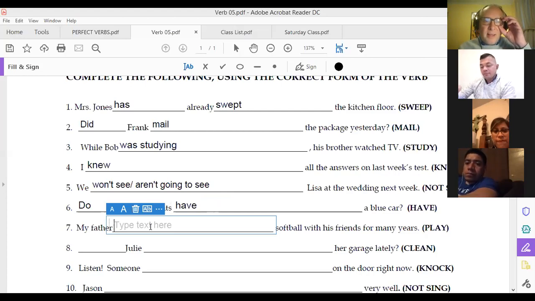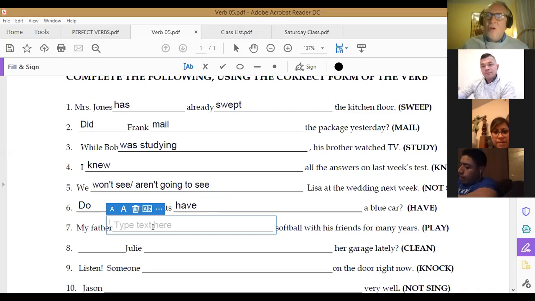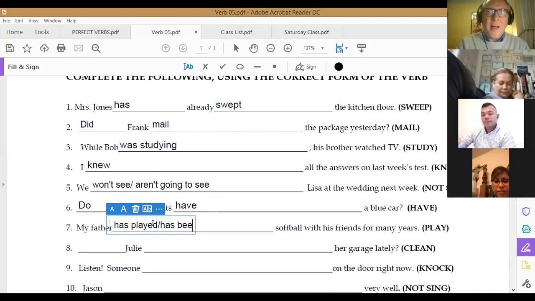Let's see. The next one says, my father play softball with his friends for many years. Has played? Has been? We can go both, right? Has played, no problem. Or has been playing. Has played or has been playing.